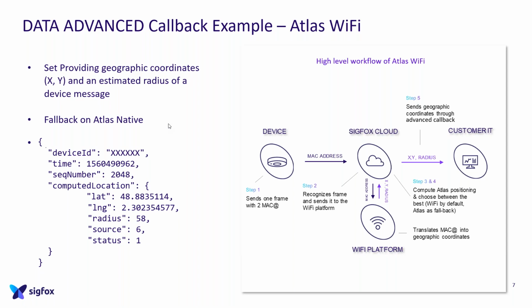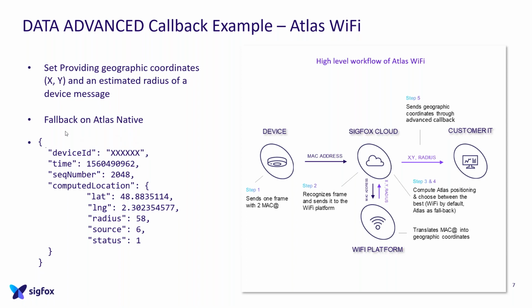What is great with this feature is that a fallback is available on Atlas Native, meaning that if the Sigfox backend has detected that the message is not located as our partner would have located it, it can send the fallback. So it can detect errors, basically.